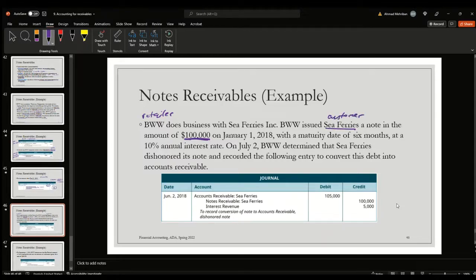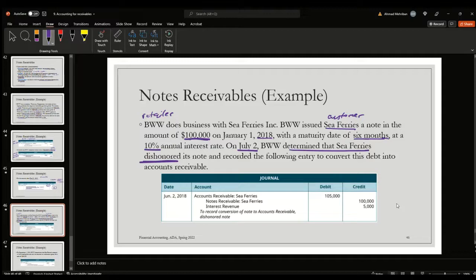They issue a note in the amount of 100,000 in January 2018. The maturity date is 6 months. Like I said, it can be less than a year. So the 6 months is the length of this contract, and the annual rate is 10%. On July 2, 2 days after the maturity date, the retailer determined that the customer dishonored its note and recorded the following entry. So this is how they record the dishonored note.